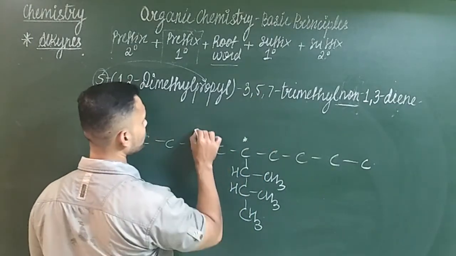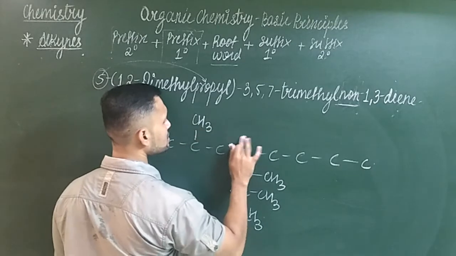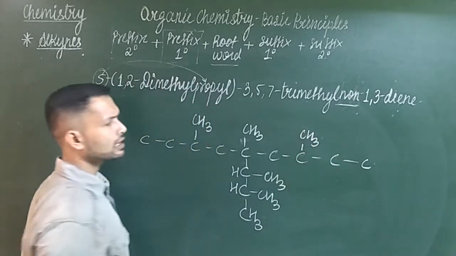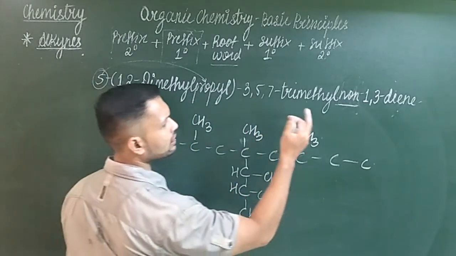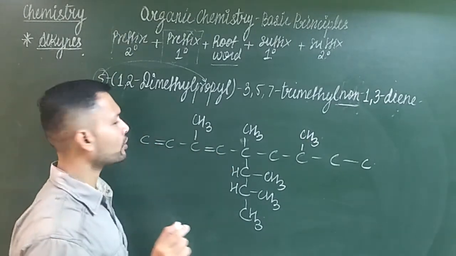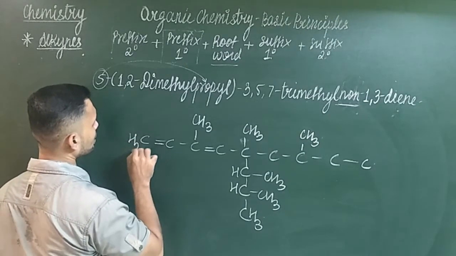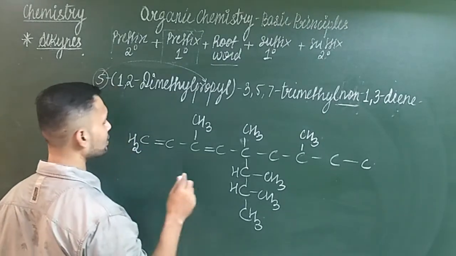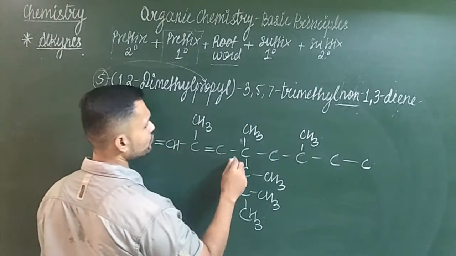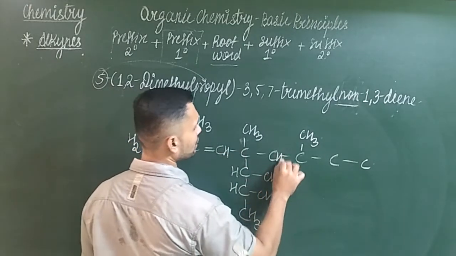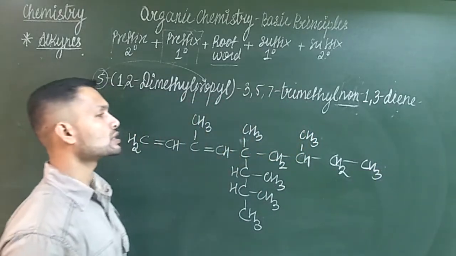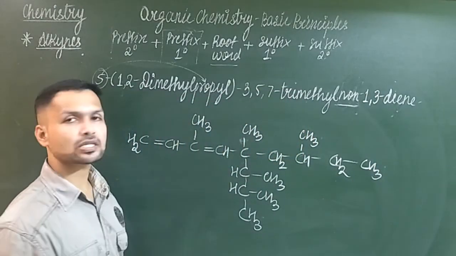Then 3, 5, 7. So this is 3, this is 5, and this is 7, methyl, and the remaining is 1,3-diene. Diene means double bonds at the 1 and 3 positions. So now fill the other hydrogens on the unsatisfied bonds. This is H, this is CH2, this is CH, this is CH2, and this would be CH3. So this is how you draw these structures.